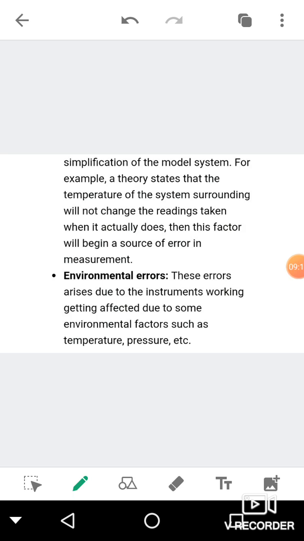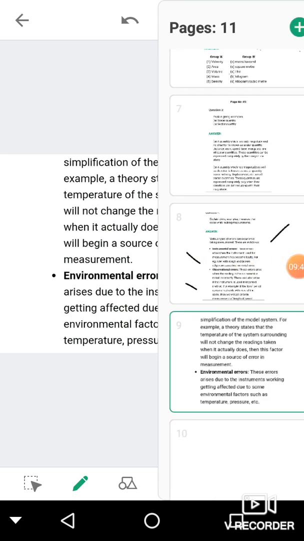Now the third one is environmental error, that is the error due to environment. These errors arise due to instrument working getting affected by environmental factors such as temperature and pressure. If the temperature you are applying is greater or lesser than the standard temperature, then environmental error occurs. It can arise due to change in temperature or change in pressure.